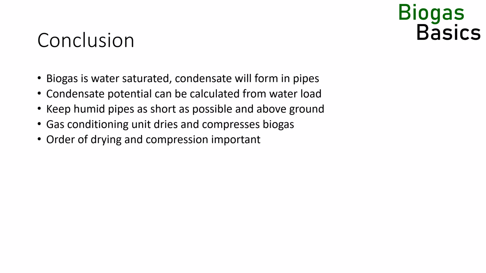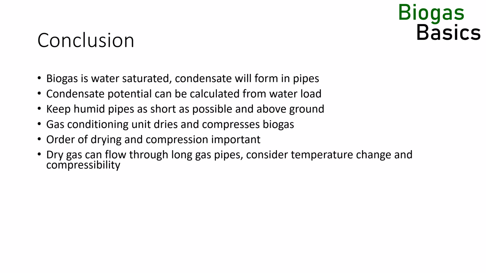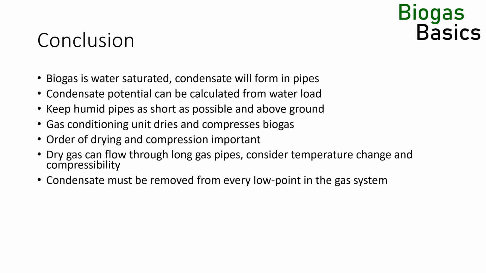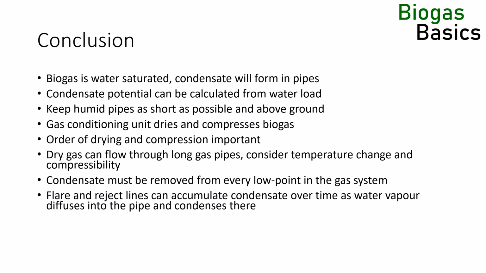The cooling-compression configuration requires lower capex and opex, but creates a vacuum on the suction side of the blower, which can be a safety issue in theoretical cases. For long gas pipes, the impulse and heat balance must be solved simultaneously by integrating an ODE system along the pipeline. Every low point in the gas system will eventually flood with condensate if it does not have a condensate removal point. That is also true for flare and reject lines that are not in constant utilization, but can still accumulate condensate over time as water vapor diffuses into the pipe and condenses there.